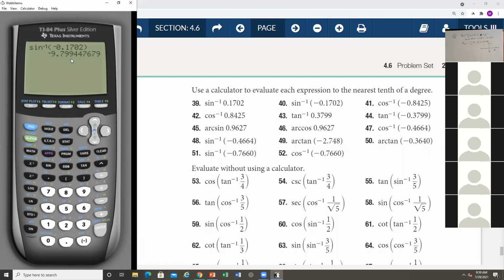But they want your answer to the nearest tenth of a degree. So we have to put our calculator in degree mode. I thought they wanted the answers in radians. So what would be our answer? Our answer would be negative 9.8 degrees. And there you go, ladies and gentlemen, there's your answer, negative 9.8 degrees.